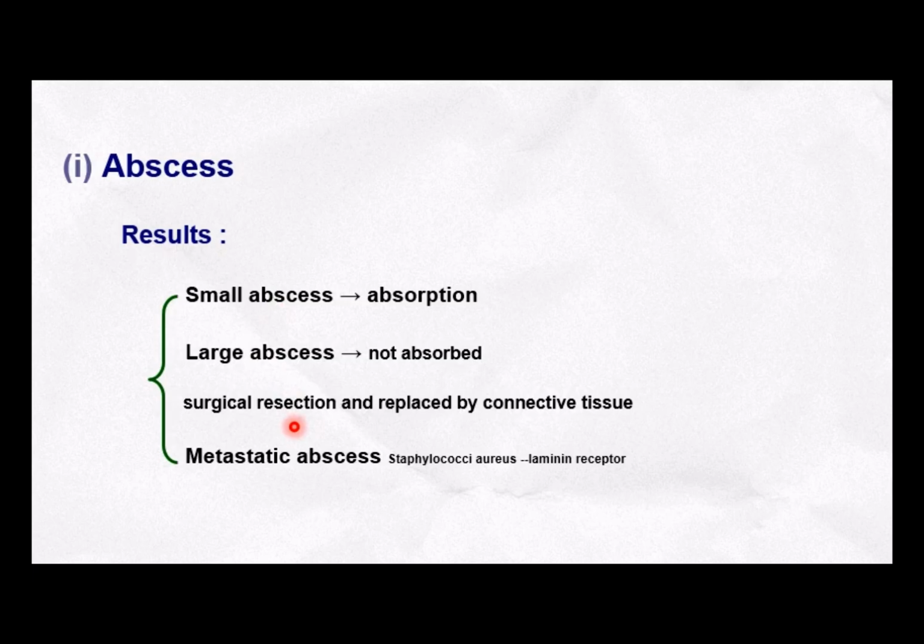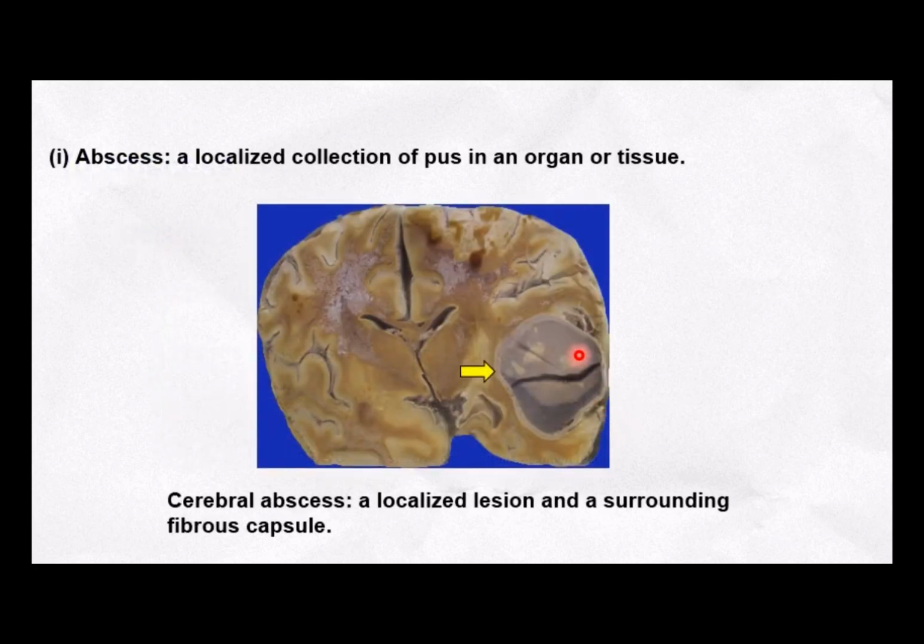As time passes, the abscess may become completely walled off and eventually be replaced by connective tissue. Because of the underlying tissue destruction, the usual outcome with abscess formation is scarring. Staphylococcus aureus may spread to other organs and form metastatic abscesses. The picture shows cerebral abscess. On the cut section of the brain, there is an abscess with a clear edge, enveloped with a layer of fibrin capsule. The cavity of the abscess is filled with yellowish or gray-red pus.